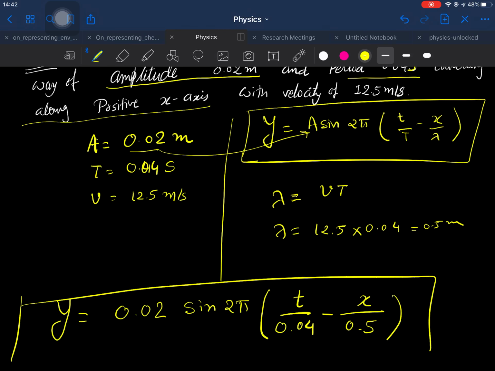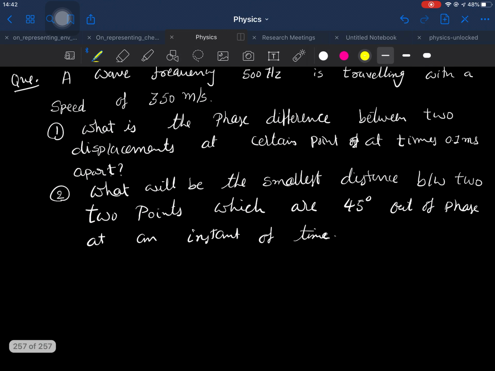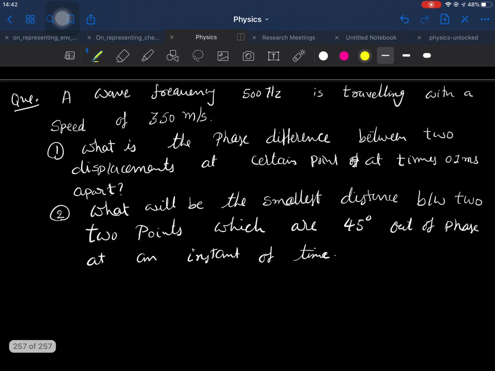Okay, so this is actually very simple 1 mark question. So by just looking at the information, you should be able to do this thing. This was just starting point. Now let's try to continue with the next numerical.